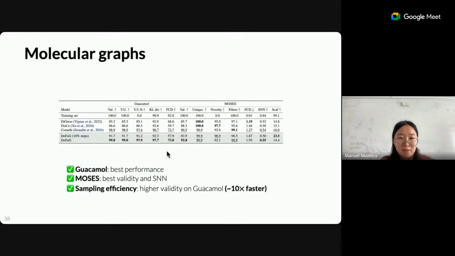For molecular graphs, we have similar observations. We consider two datasets, GuacaMol and MOSES. For GuacaMol, we reach the best performance compared to all its diffusion counterparts. And for MOSES, DeFog reaches the best validity and SNN score. In the end, we also measure the performance of DeFog when we are generating with fewer steps. Here, we consider the situation when it's 10 times faster. When it's 10 times faster, we can have a validity of 91.7 on GuacaMol, which surpasses the previous baseline DiGress using diffusion models.